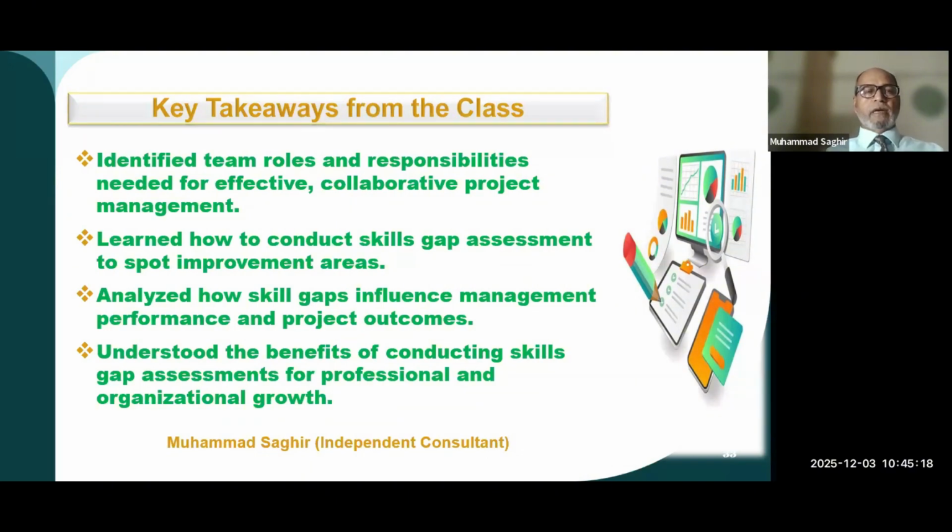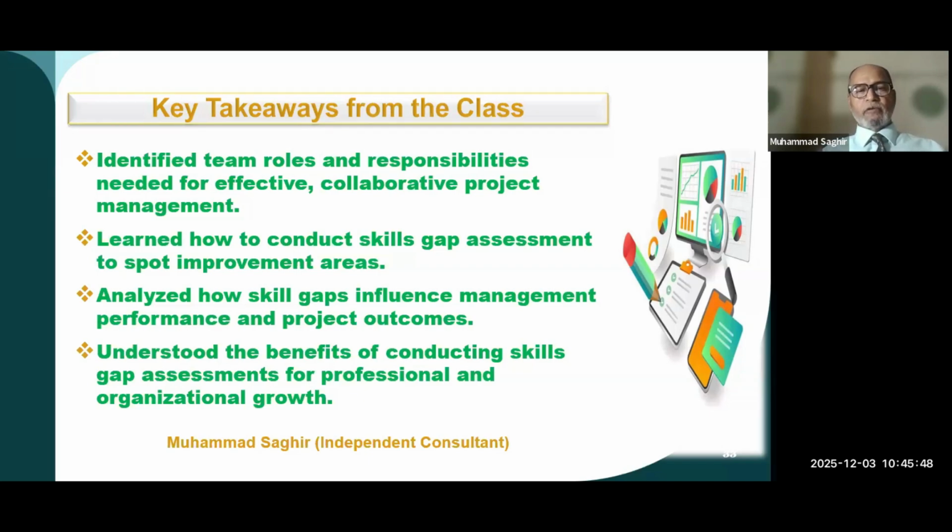We discussed different types of staff needed for effective collaborative project management. Learned how to conduct skills gap assessment to spot improvement areas. The gap assessment helps us to identify the gray areas for improvement, and we train the staff as per the identified needs.